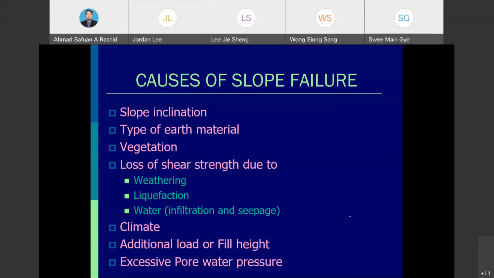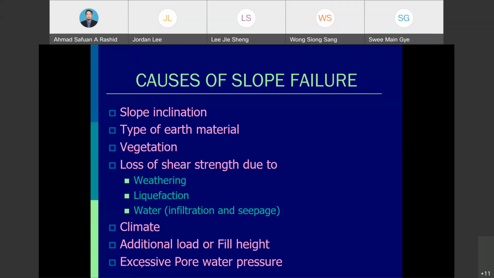The last one is the excessive pore water pressure, due to the increment of, for example, the groundwater level, which would also contribute to slope failure. The first water source is rainfall, and this is from the groundwater level.